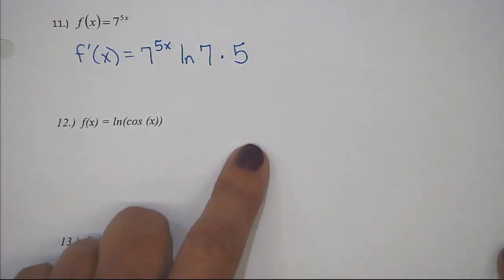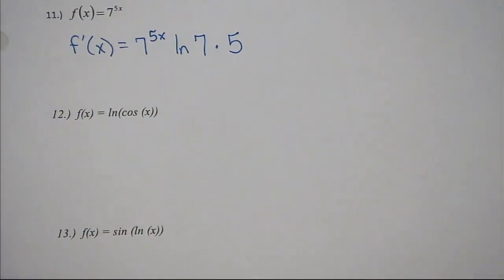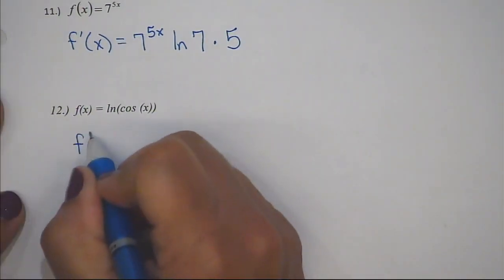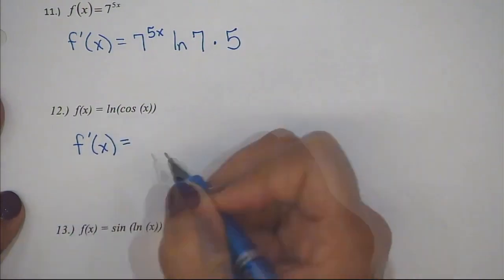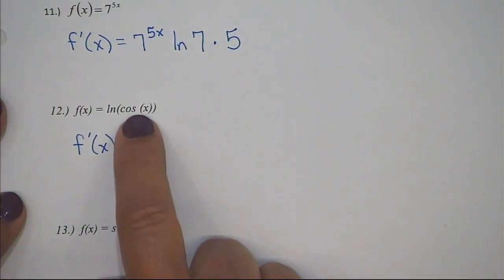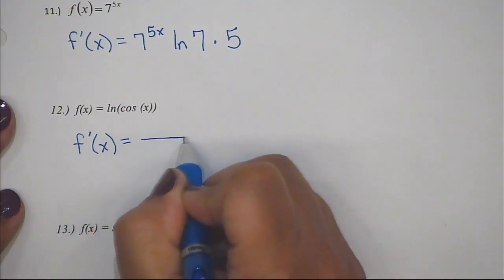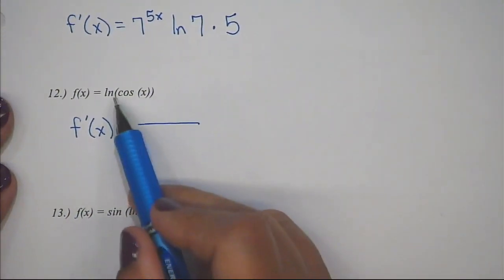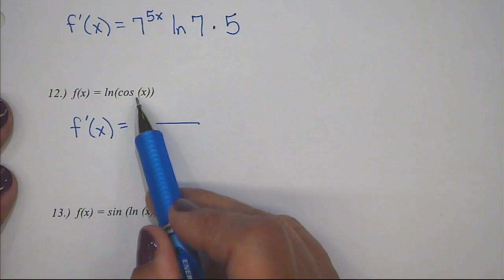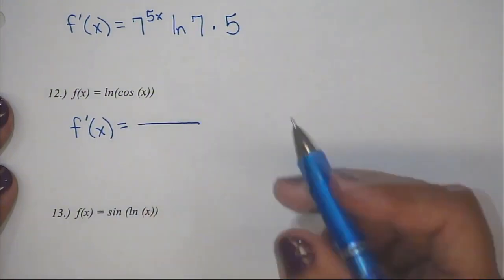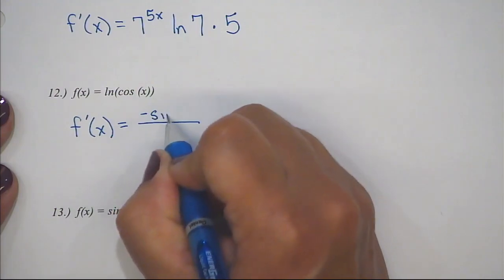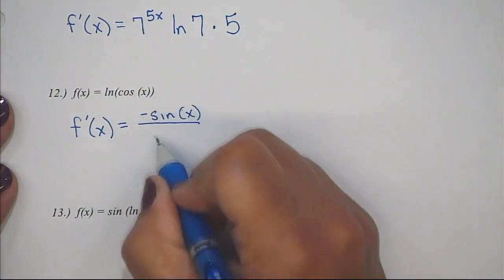Okay? All right, number 12, natural log. So if it's a natural log, I'm going to have a fraction. What goes in the top? The derivative of what's in here, and what goes in the bottom? What's in there. So it doesn't matter what's in there. All right, so I'm going to put the derivative of cosine of x in the numerator. So the derivative of cosine, negative sine, and you put the function in the bottom.